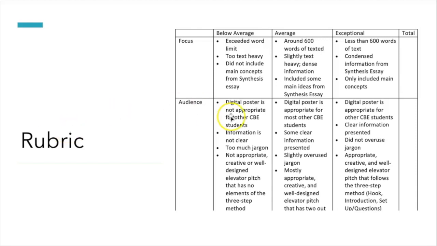For focus, are you within 600 words of text? So do you have less than 600 words of text? Is it the condensed information from your previous essay in Unit 2? And then did you only really include the meat and potatoes of your presentation?